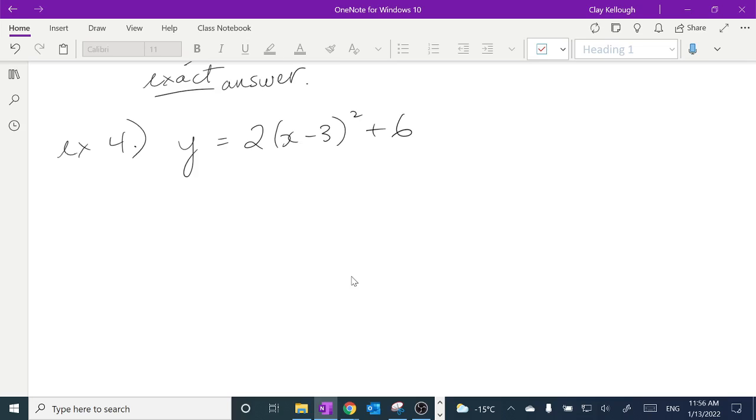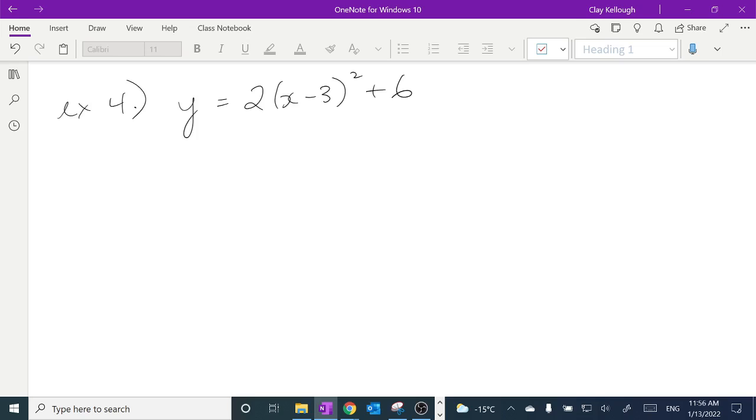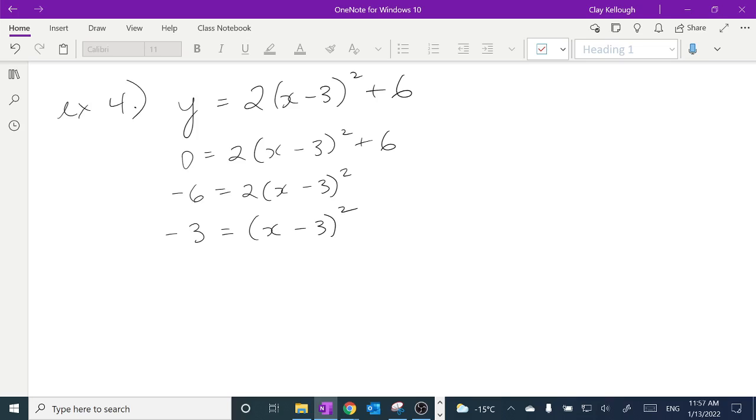Okay, let's start with the steps. Step 1, y is 0. Step 2, subtract 6 from both sides. Step 3, divide by 2. Anybody see a problem? What's my next step again? Oh yeah, I've got to square root both sides.